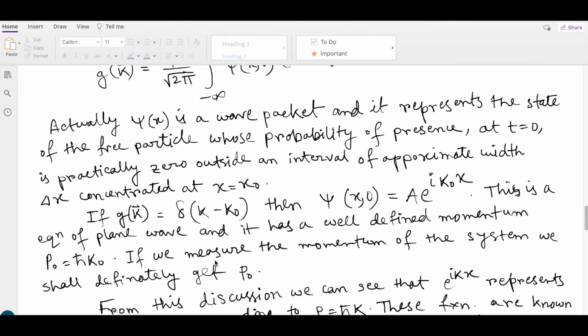Actually, psi(x) is a wave packet, and we will learn about wave packet in the next lecture in very detail. It represents the state of the free particle whose probability of presence at t equals 0 is practically 0 outside a certain region or interval of width delta x, centered around a particular point x0. We will learn about this in the next lecture in great detail.